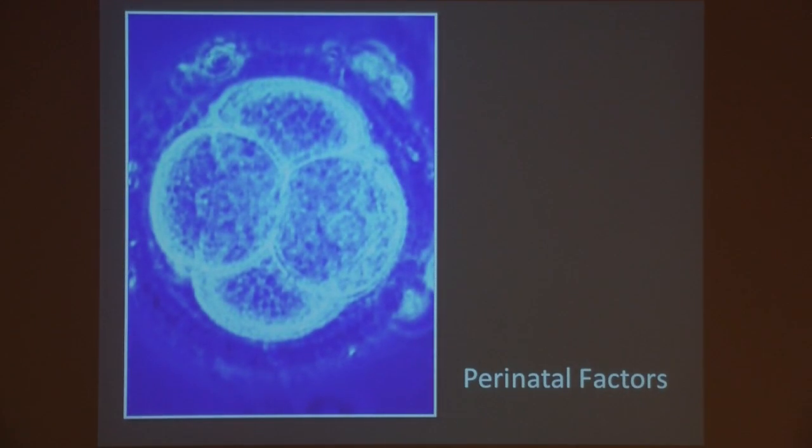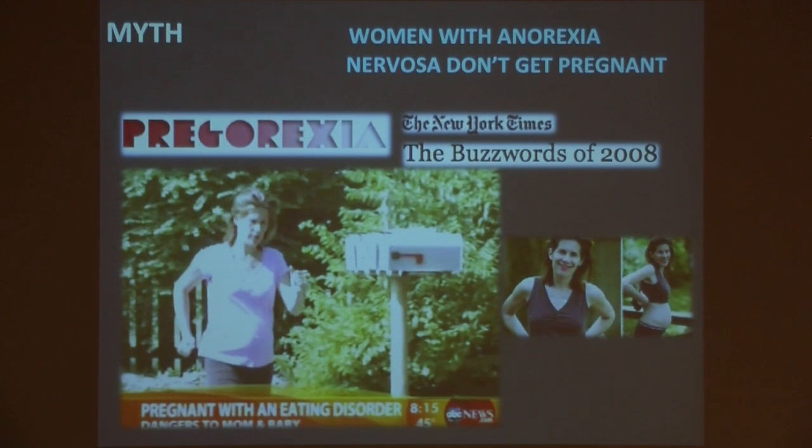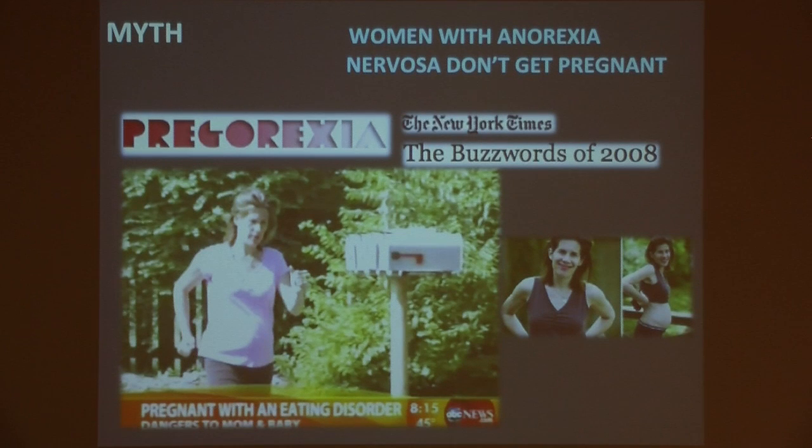And this is when you know something is true. So there's a myth. The myth was that women with anorexia nervosa don't get pregnant. But in 2008, the New York Times dubbed the term pregorexia a buzzword of 2008. And once the New York Times says something's a real word, we all have to believe that it is a real word. So pregorexia, or being anorexic while pregnant, is now a real word in the dictionary. And of course, once they did that, there were just news flashes everywhere about pregnant women with anorexia and the impact that this has on their babies. So it became a thing once the New York Times made it a thing.